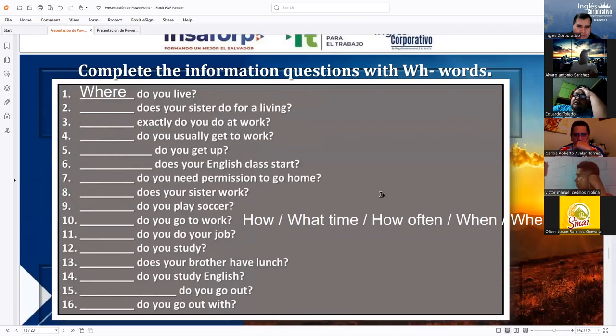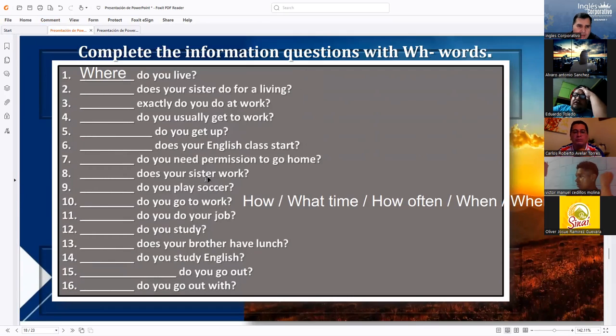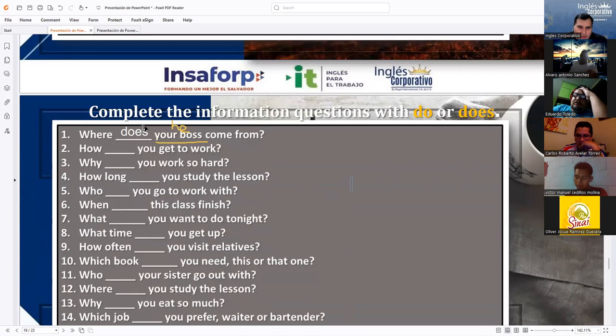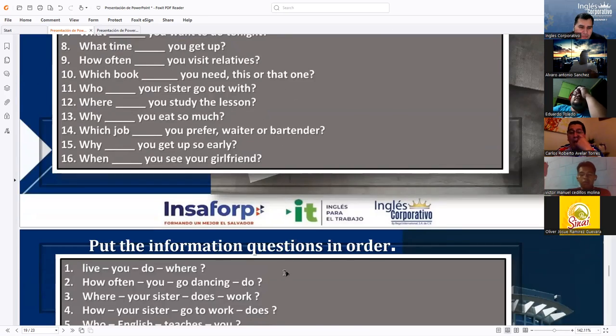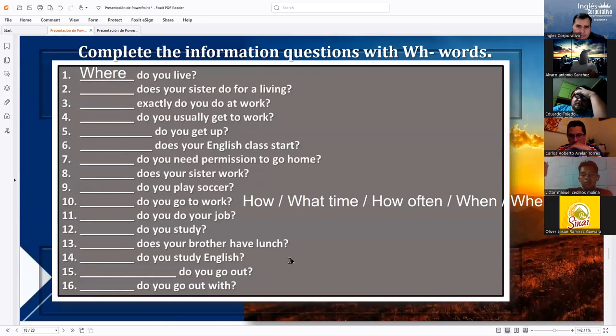Okay, so please do this. Put the possibilities that you believe. Two possibilities, three possibilities, one possibility. Okay, you put them there. And this one is only the auxiliary. Okay, let's do these two in the groups.